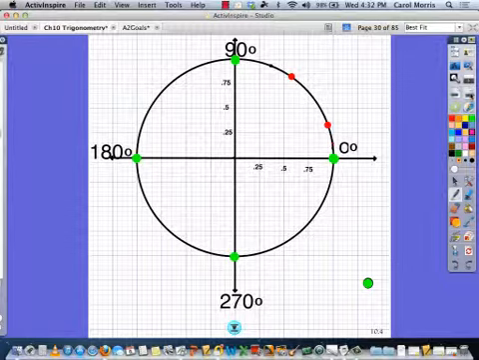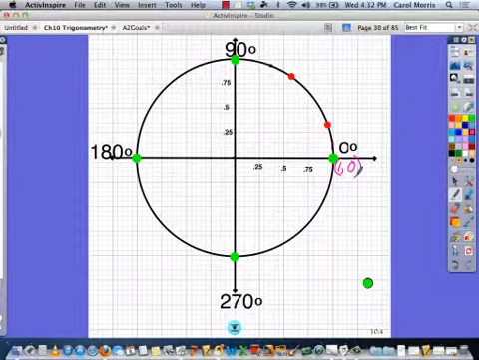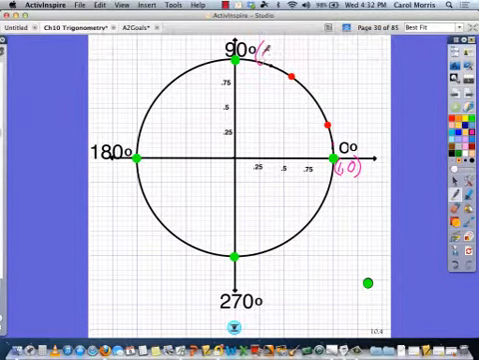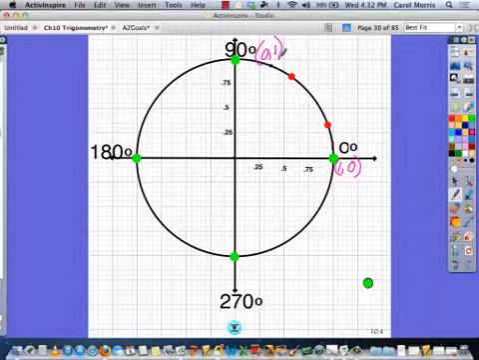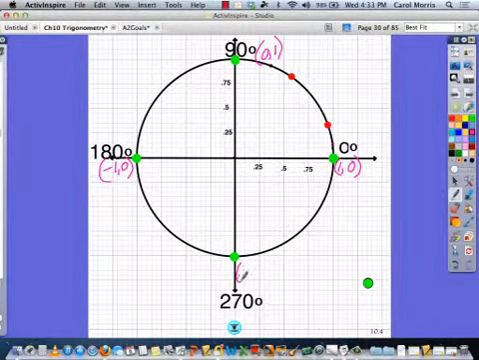So if I labeled this green dot, I would be labeling it as the point 1, 0. If I labeled the green dot at 90, that would be the position 0, left or right, and up 1. So 0, 1. If I labeled the point at 180, I'd be at negative 1 because I'm moving to the left of 0 and not up at all. So negative 1, 0. And then 270, the same thing. I'm moving not left or right, but I am moving one whole unit down. So I got 0, negative 1. So take a look at those ordered pairs.